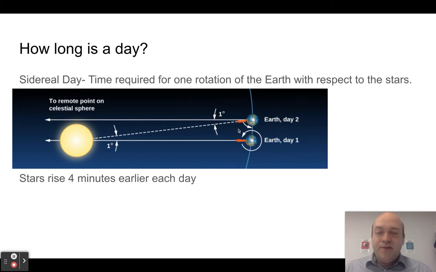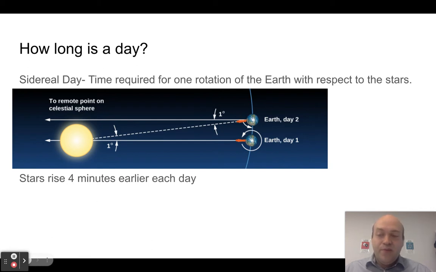It is based off of the stars, so an object clear outside of here, and it's actually a little bit shorter than a solar day would be. Okay, and it doesn't vary as much. It's much more accurate because we're basing it off of objects farther away, the stars. And one side effect of that is that the stars rise 4 minutes earlier each day.